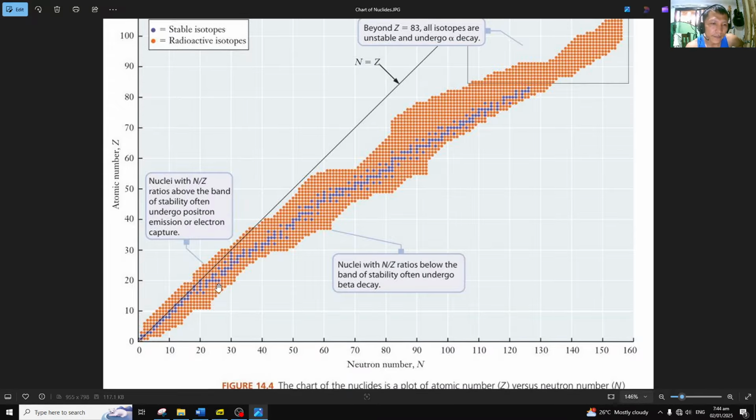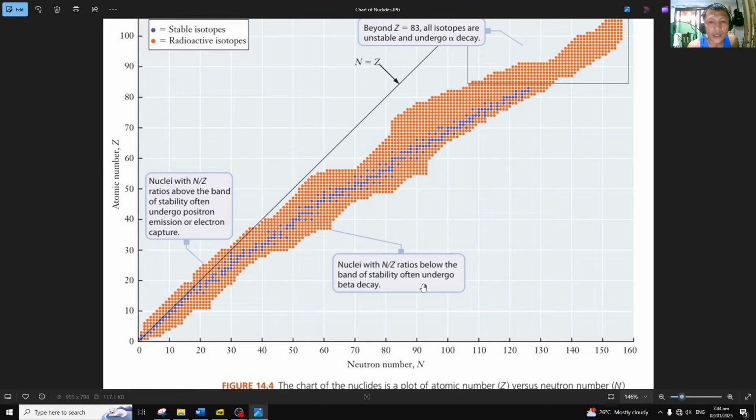Nasabtan nila nga there is a part wherein mga stable hira. And we call it the band of stability. Nuclei of the band of stability often undergo positron emission, so may pattern pa, and above usually nagkakaada din positron emission or electron capture. Ada igbaw, tapos it ada ubos usually undergo a beta decay.